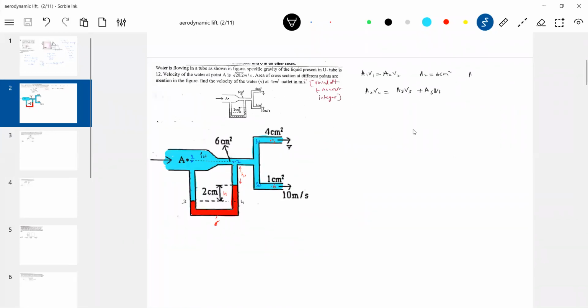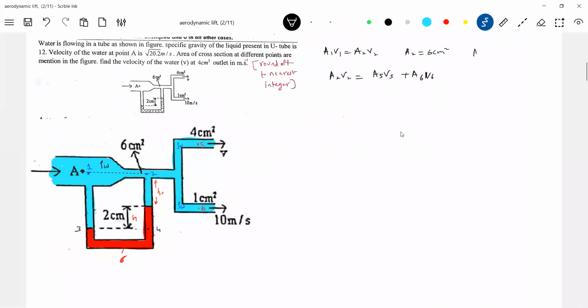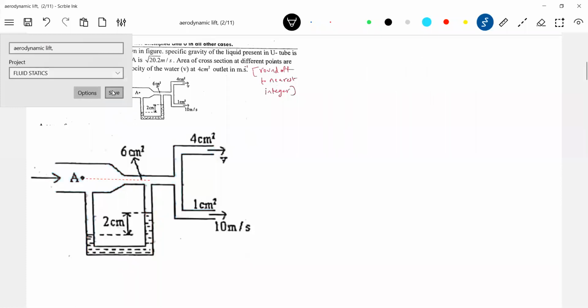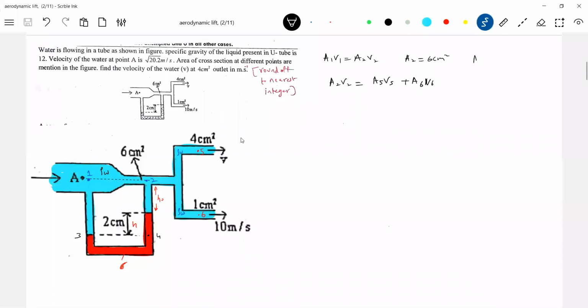Are you able to see all of you? Yes, sir. Just wait, the screen is not working. Are you able to see? Yes, sir. Okay, fine.